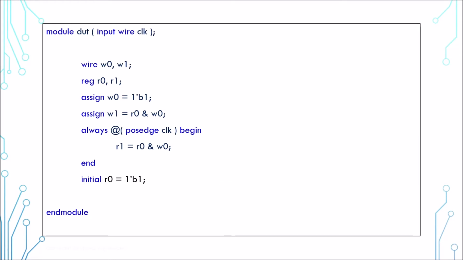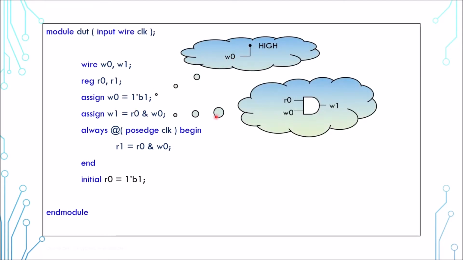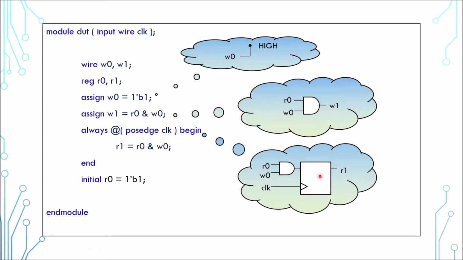Now let's try to understand this code from a synthesis perspective. The continuous assignment here will connect W0 to a high supply, whereas this one will create one AND gate and connect W1 to W0 and R0. For the always block, it will create one AND gate plus one register, where R1 is connected to W0 and R0. Initial block is a pure simulation code. It cannot be translated into any logic gates and connections. It is only used in simulation as a test bench, where it can drive stimulus to the design.